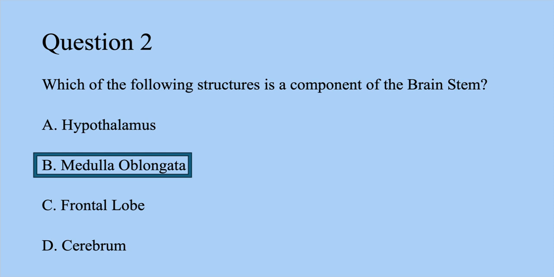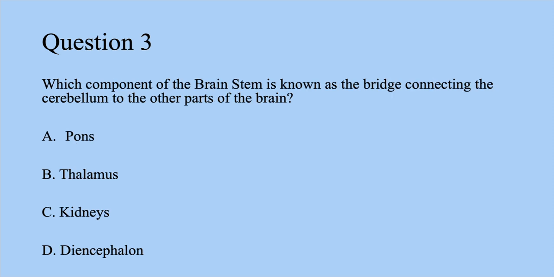Then we have the frontal lobe. The frontal lobe is not a part of the brainstem or the diencephalon. It is a lobe of the brain, and it's the seat of your personality. We discussed the frontal lobe in a past video. The final part we have is cerebrum, which is the largest part of the brain, and this would be incorrect because it's not technically a brainstem portion, as much as the medulla oblongata is, which controls involuntary functions such as breathing.